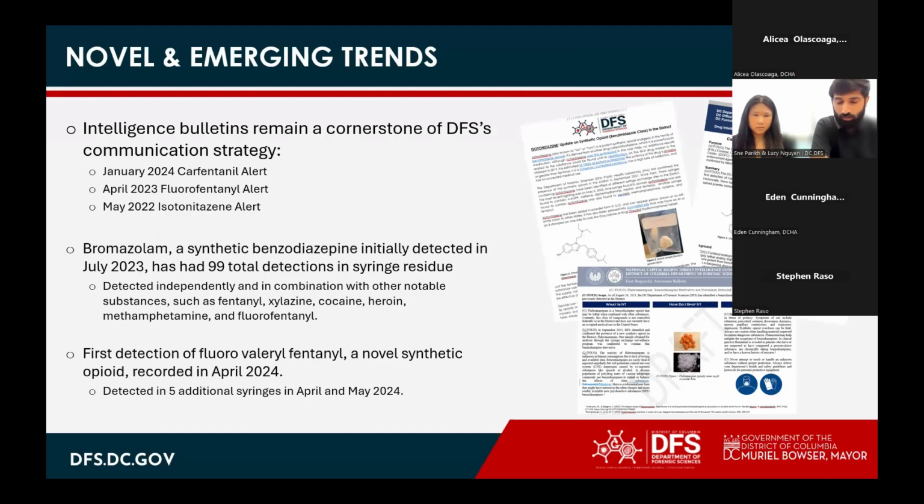First, I'll talk about just our general communication strategy. Our data goes out on a monthly basis. Once we get a syringe, it takes approximately 7 to 10 days to actually get a result on that syringe. That's why we call it near real time. And we aggregate this data and share it with specific stakeholders on a monthly basis.